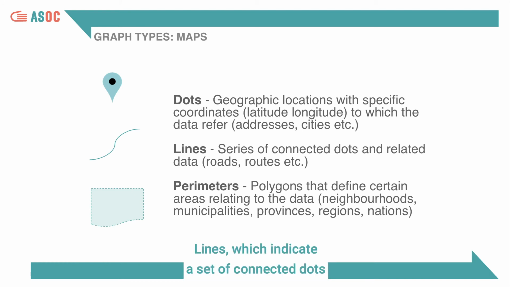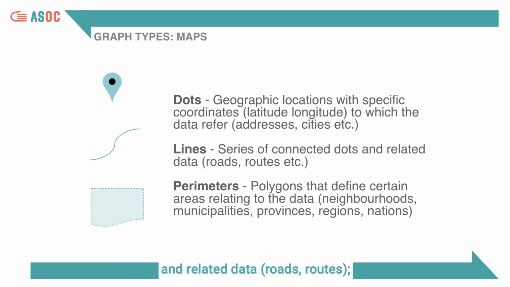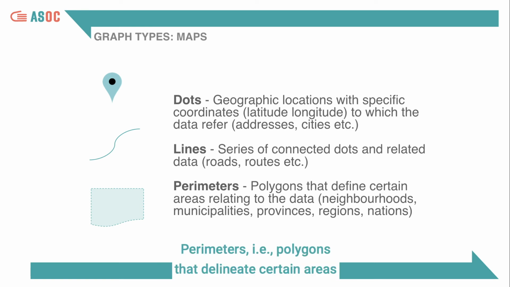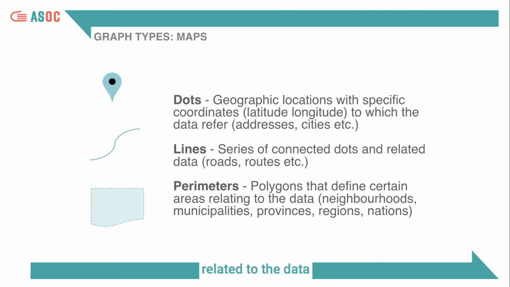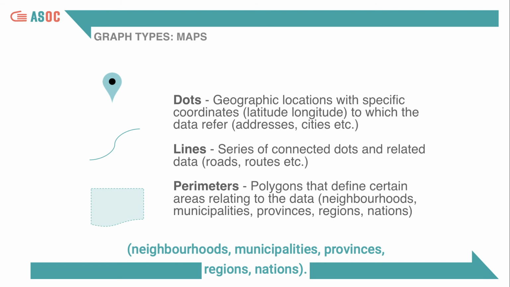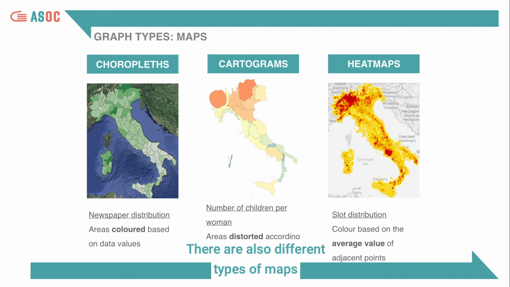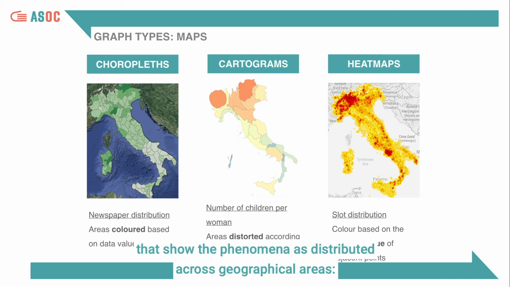Lines, which indicate a set of connected dots and related data, roads, routes. Perimeters, that is, polygons that delineate certain areas related to the data. Neighbourhoods, municipalities, provinces, regions, nations. There are also different types of maps, which show the phenomena as distributed across geographical areas.